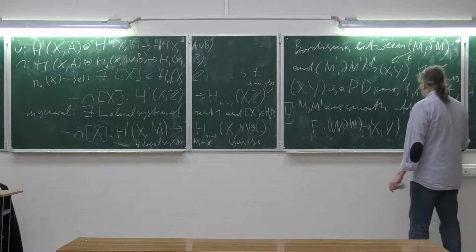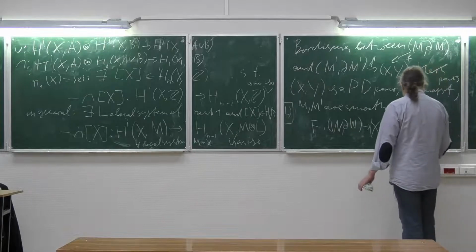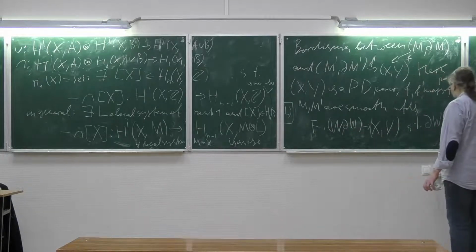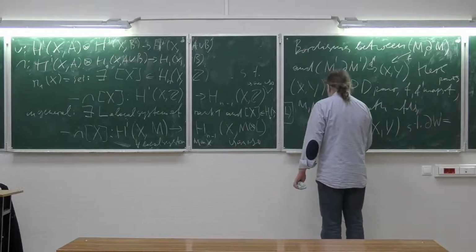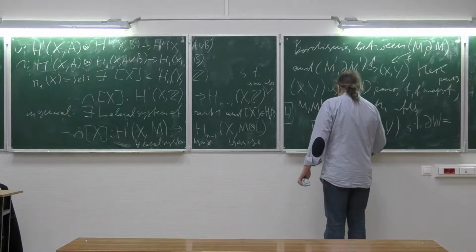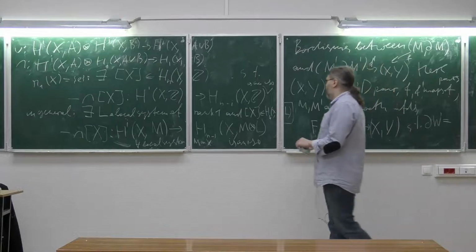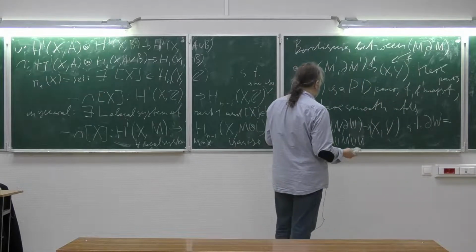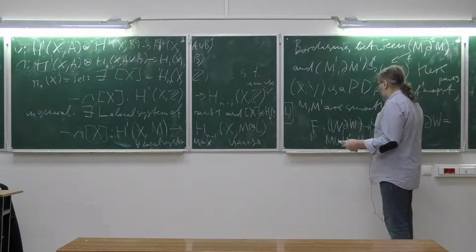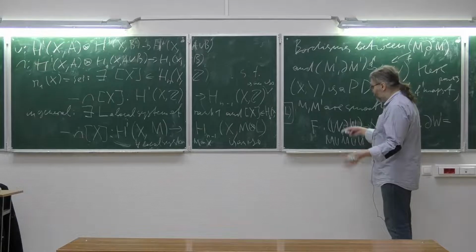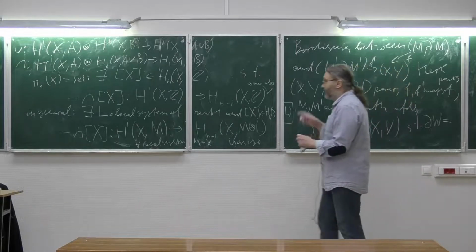W is again a smooth manifold, but dW is M, M prime, and another part U, where dU is the same as dM disjoint with dM prime. Let me draw a picture.